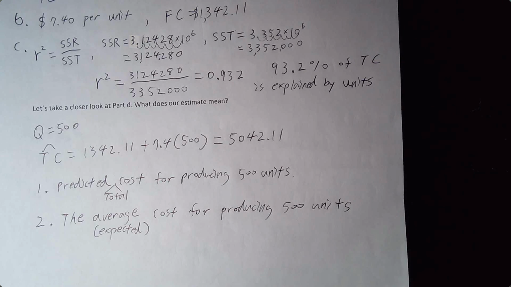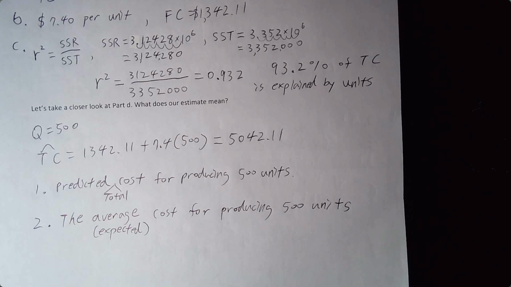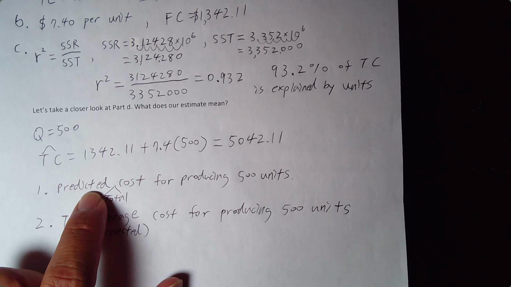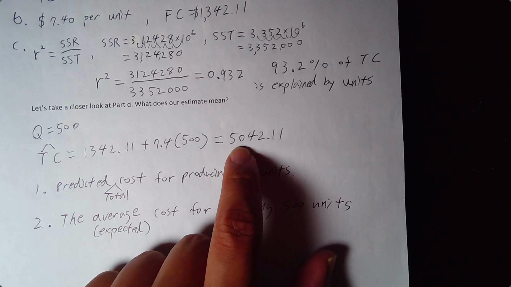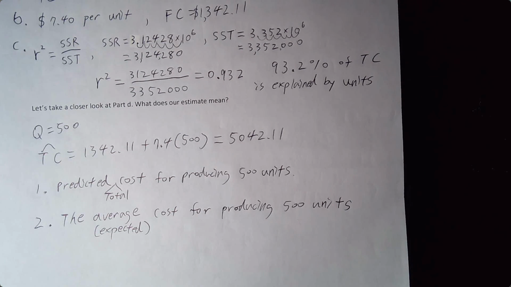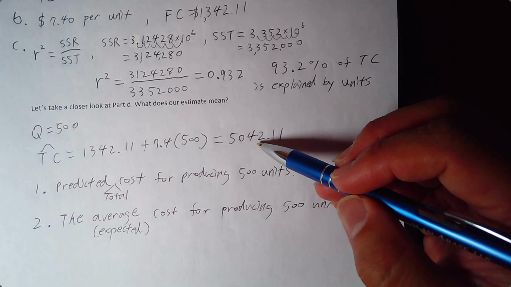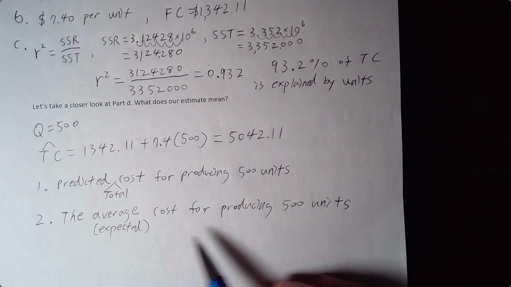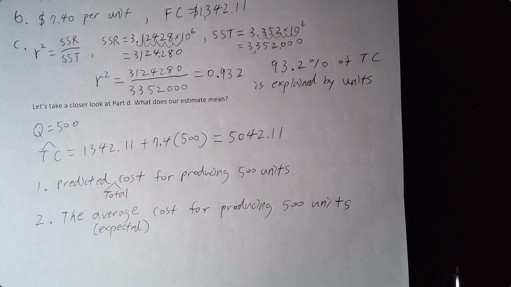There's a very subtle difference between the two. Here is prediction. If we are producing 500 units, what's the total cost that we should expect? That would be this number here. Now, what this number also represents is, on average, if you are producing 500 units, sometimes it could be higher than $5,000. Sometimes it's cheaper than $5,000. But overall, the average cost of producing 500 units is $5,042.11.